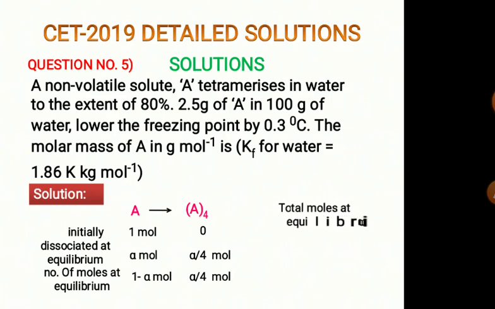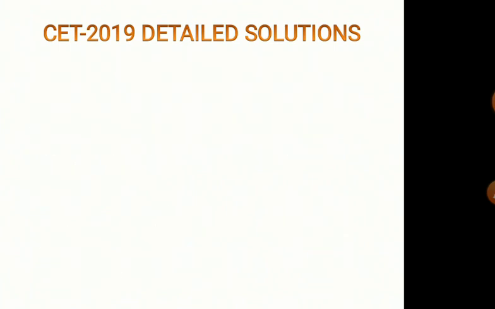So how do you calculate the total moles at equilibrium? 1 minus alpha plus alpha by 4. What answer will you get? That is 1 minus 3 by 4 alpha. So carefully understand this particular problem. It is a little tough. First you calculate the total moles at equilibrium. Then we will move on.